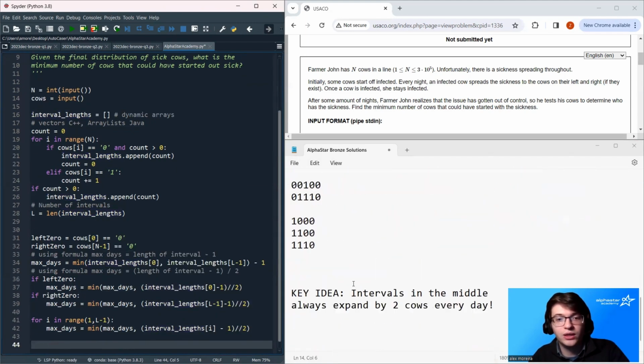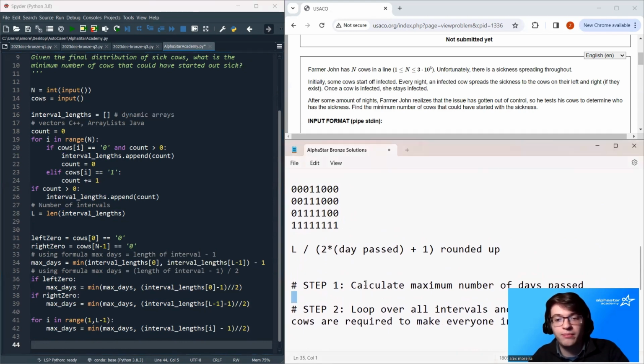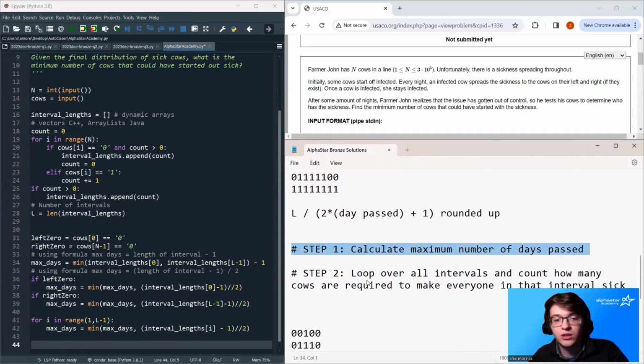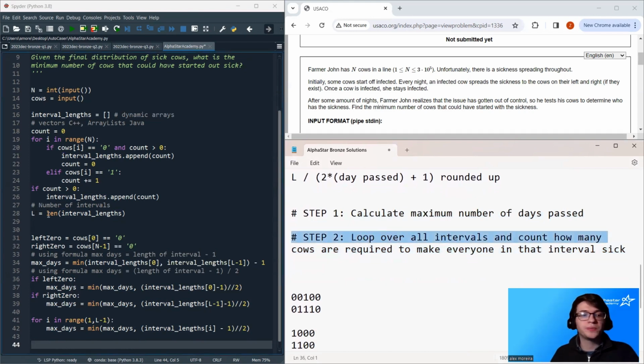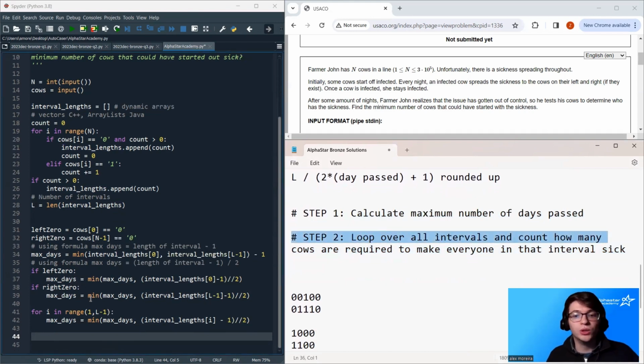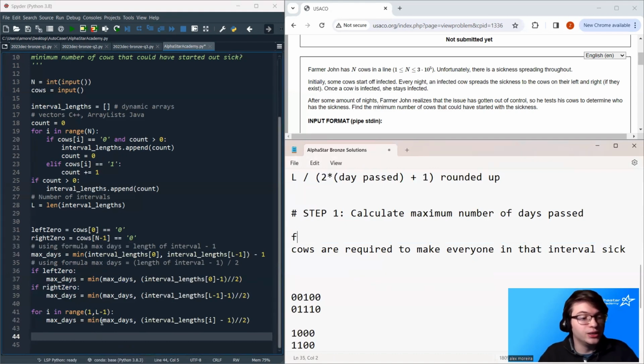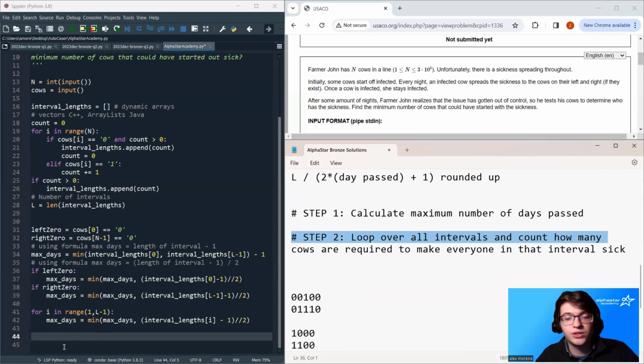We have now calculated the maximum number of days that have passed, we now need to move on to step 2. So we're going to loop over every single interval. And, oh, whoops. Let's not delete step 2. All right, so step 2 is back.